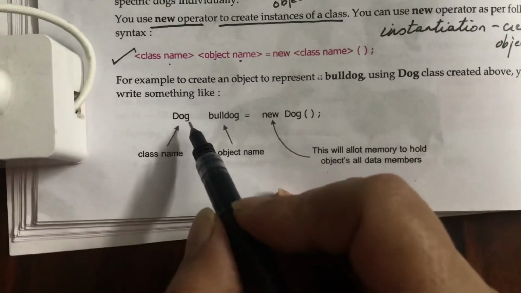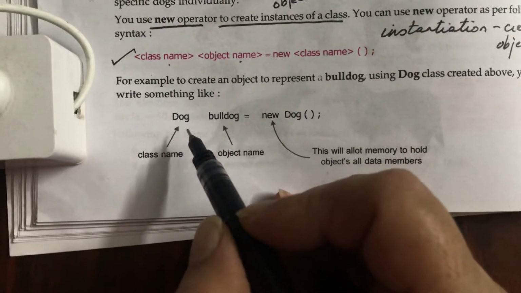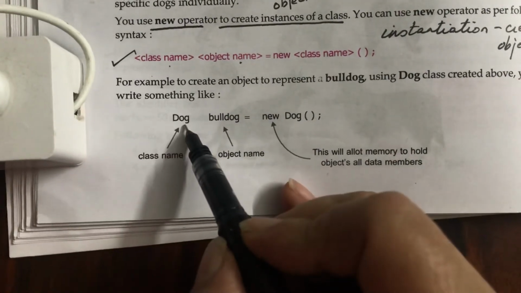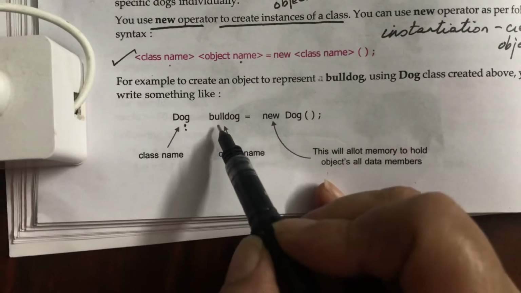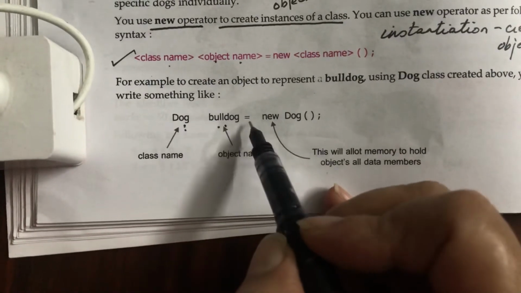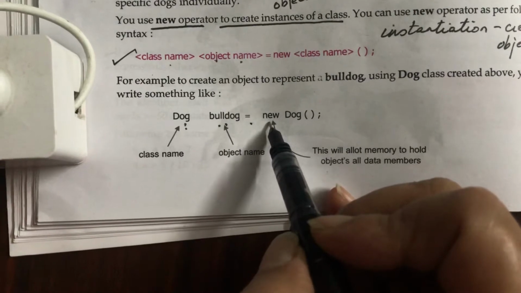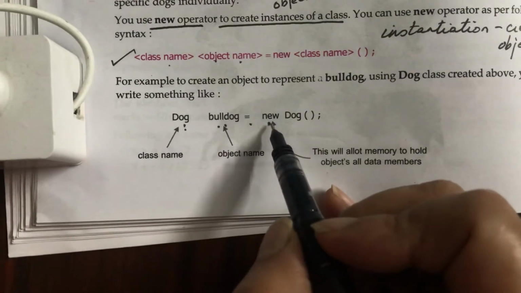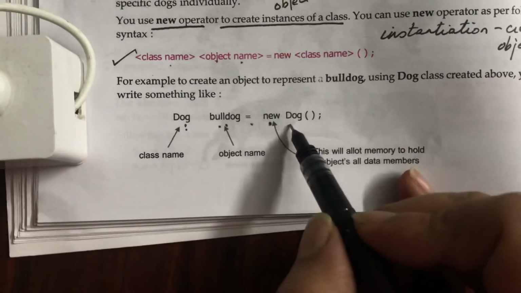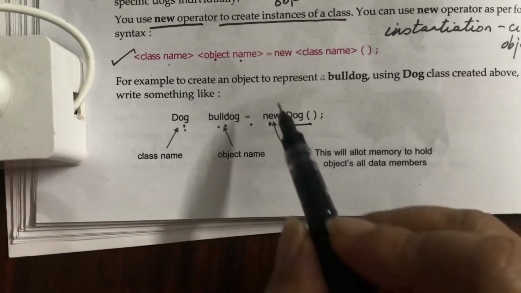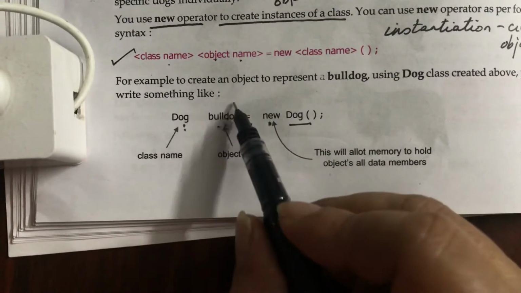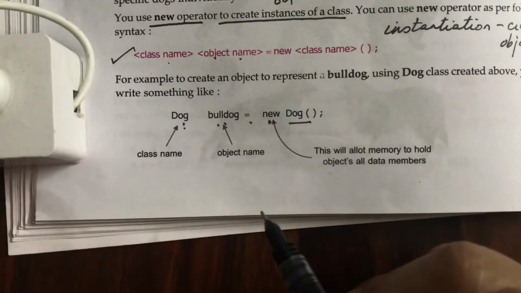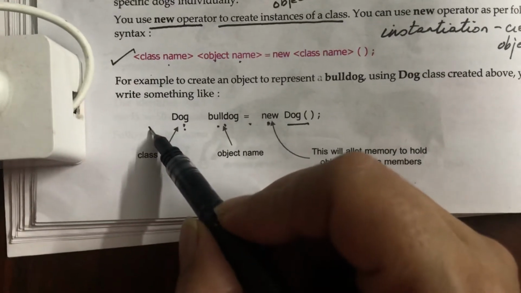Suppose in the programming you want to create one object, which is not required in class 9th. You will be learning this properly in class 10th. Dog, so this is the class name. This is bulldog, the name of the object. Is equal to new. This is going to create an instance, that is, make this bulldog the object, and also store the memory location. It is going to hold all the variables which are in the class dog for bulldog. That means it will allot memory to hold the object's data members. Okay, so this is the line showing how to create an object.